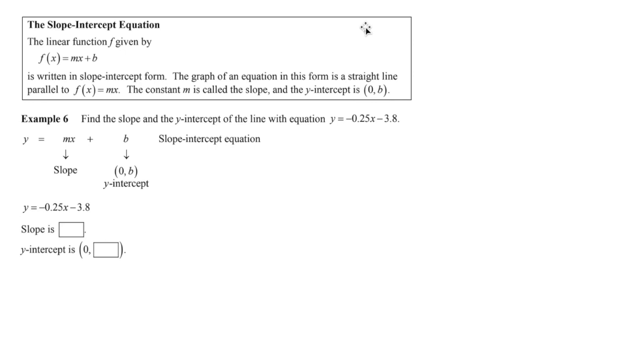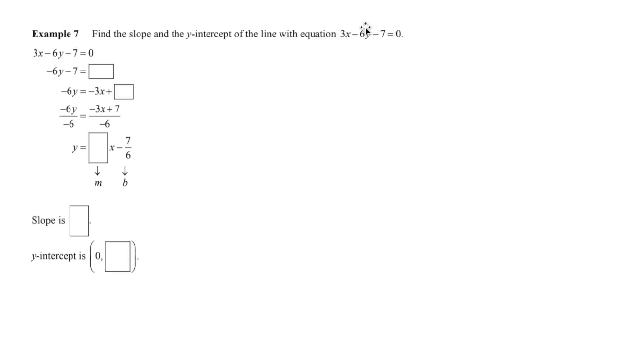Find the slope and the y-intercept of the line with the equation y is equal to negative 25 hundredths x minus 3 8/10. Since it's already solved for y, we can pull the value in front of x and identify that as our slope. So our slope is negative 25 hundredths. And our y-intercept is negative 3.8. So we write that as a point, 0, negative 3 8/10.